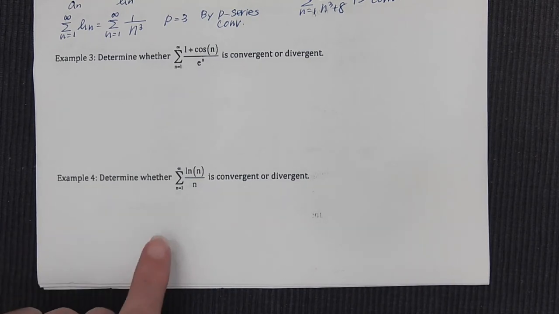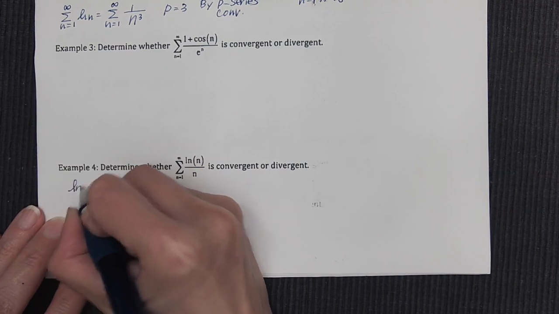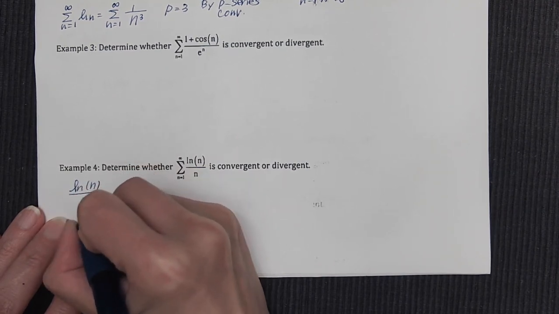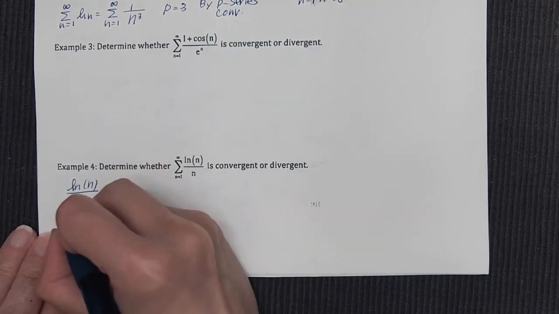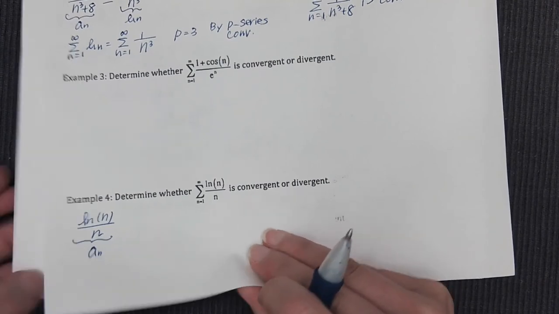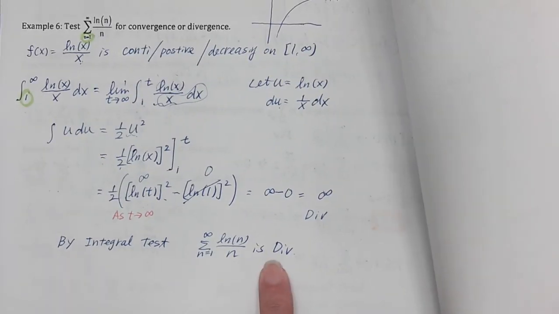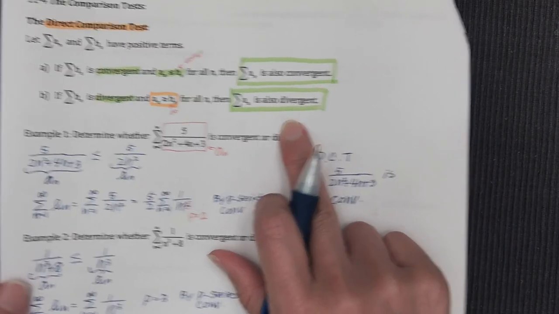So I'm going to use a different test. This guy, natural log n over n. That's my original one, a of n. Do you remember the answer was divergent? It's not convergent. The answer was divergent. So I'm looking for divergent, right?